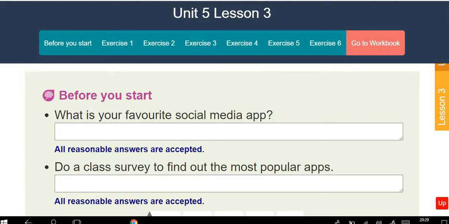But before we start, what's your favorite social media app? For me, it's Facebook. Do a class survey to find out the most popular apps. It means to ask your friends, your colleagues, your classmates about their most popular app and then decide which is the most popular one.